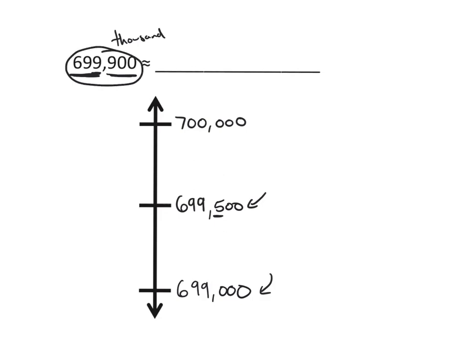So now that I have my midpoint, I just need to plot my original number onto my number line. I know that 699,900 is going to be a lot higher than 699,500. So I'm going to plot that. I think it's approximately right up here. And since it is higher than this midpoint, and it's really super close to 700,000, I know that 699,900 rounded to the nearest thousand is 700,000.